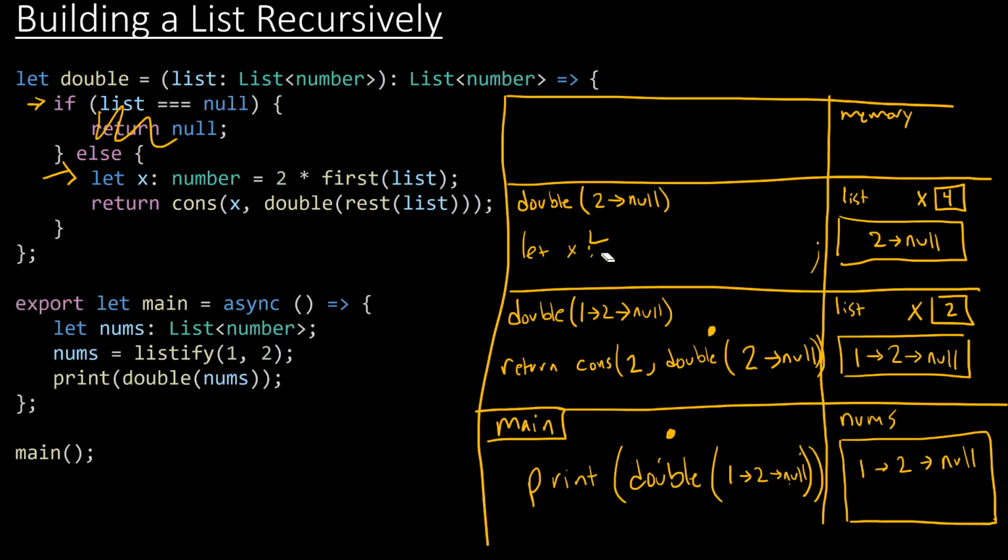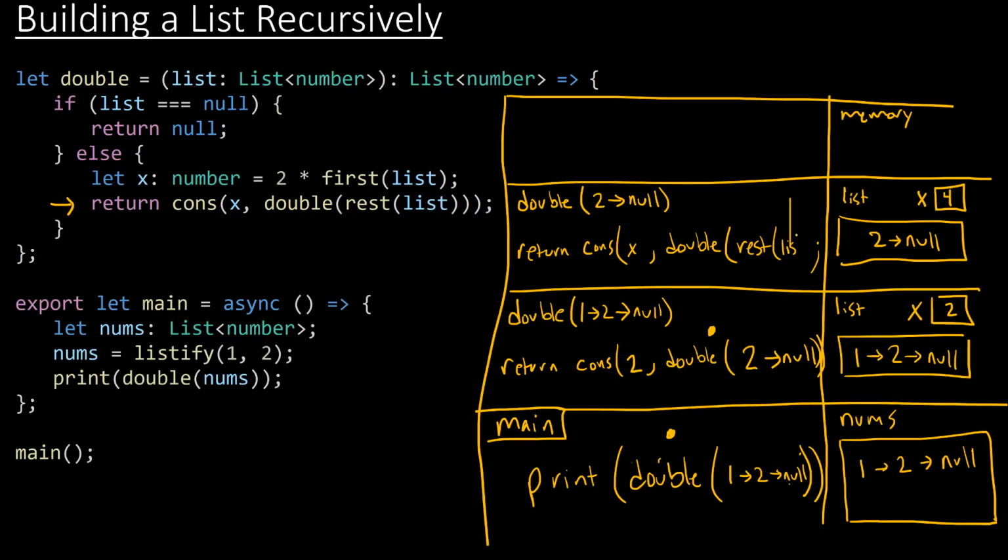We're ready to move on to the very next line. The very next line is this return statement. And so now we need to return the result of calling the cons function with x and double the rest of the list.